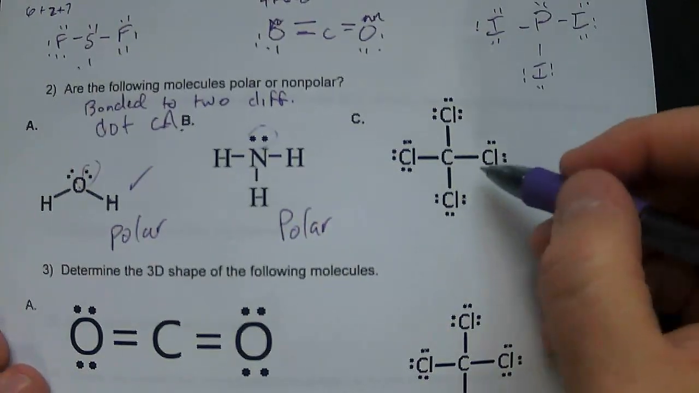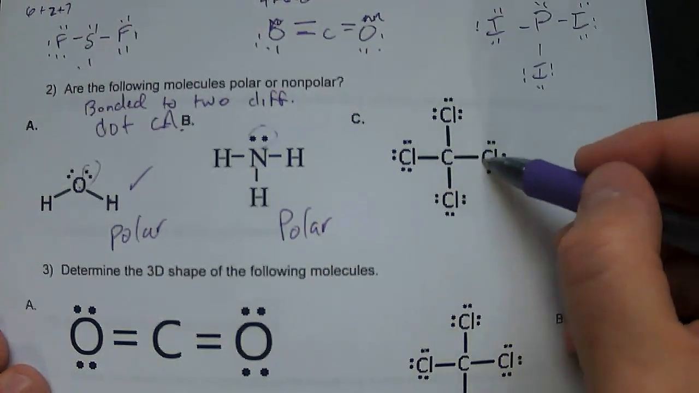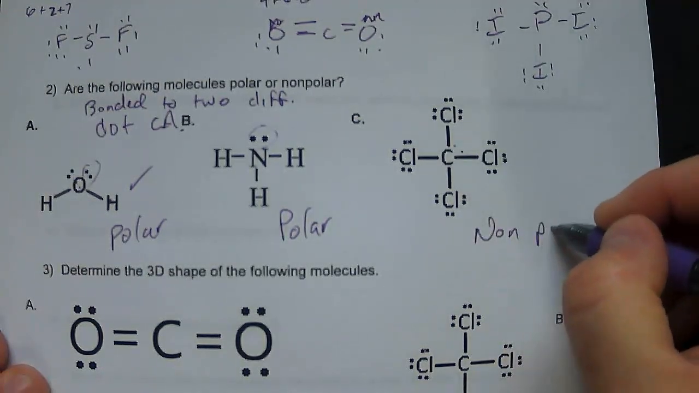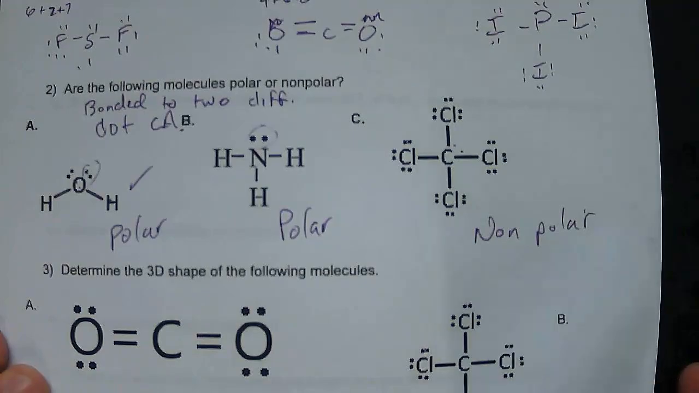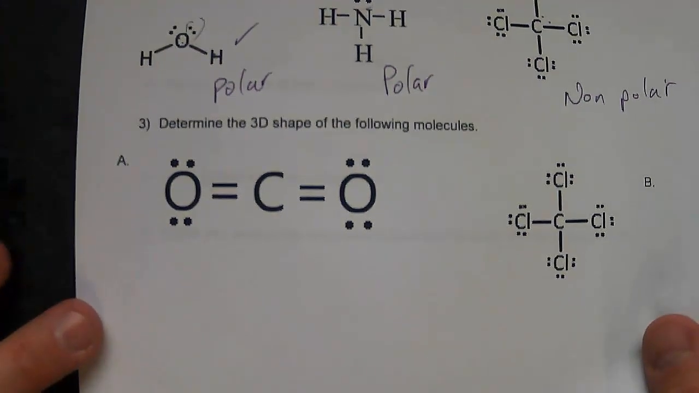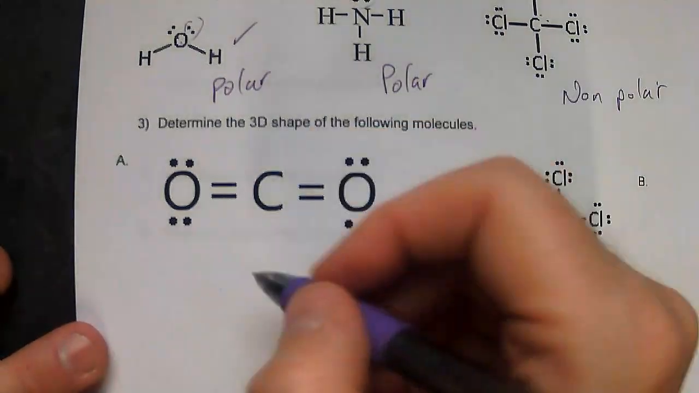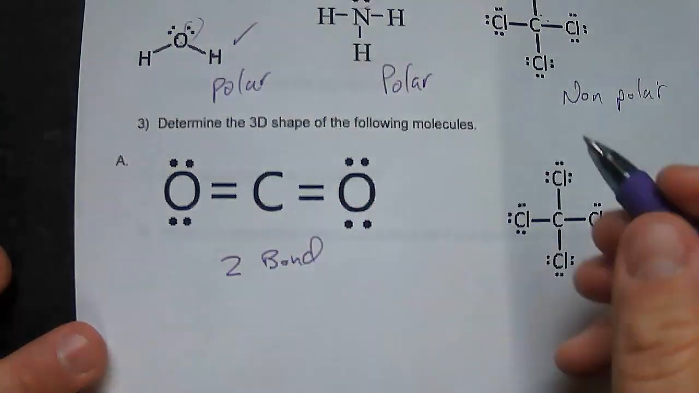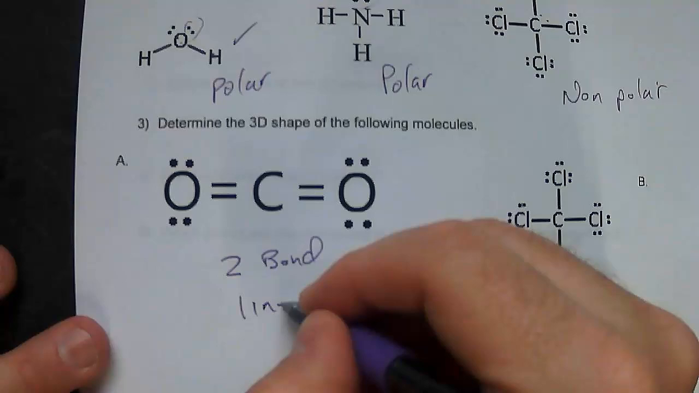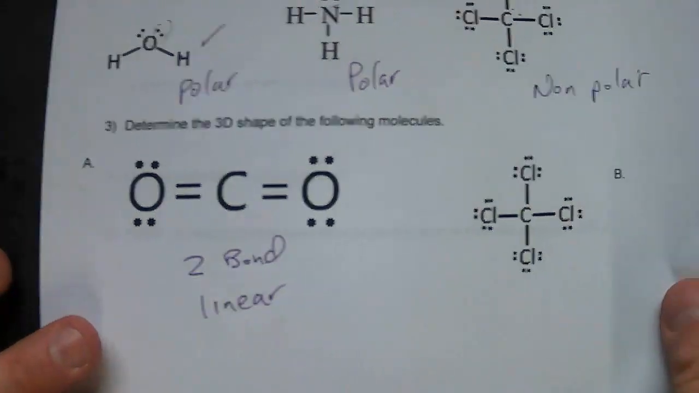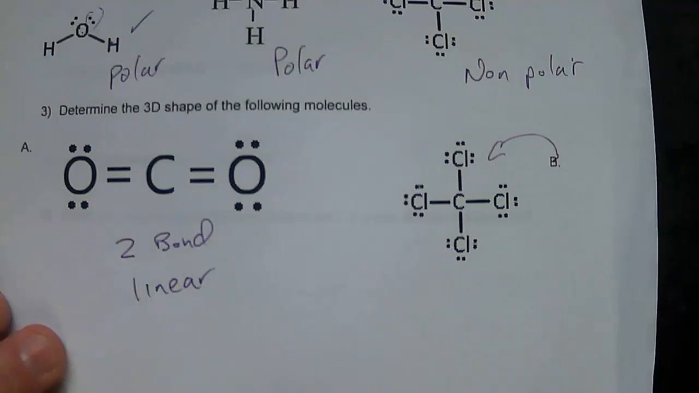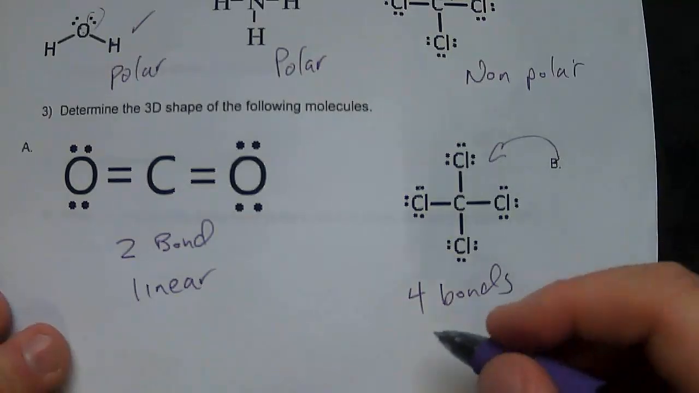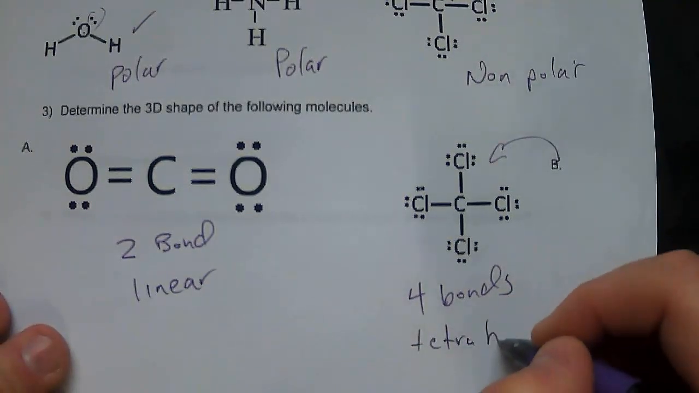Okay, and so 2 different things, dots, so this is polar. And then this one, it's bonded to 2 different things, but there's no dots around the central atom, so this is non-polar. Determine the 3D shape. So here we have 2 bonds, and with 2 bonds, that's going to be linear. And then the B here, I guess that is B. This has 4 bonds. So when it has 4 bonds, that's tetrahedral.